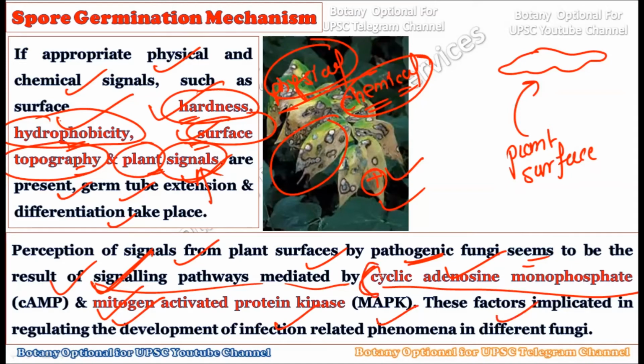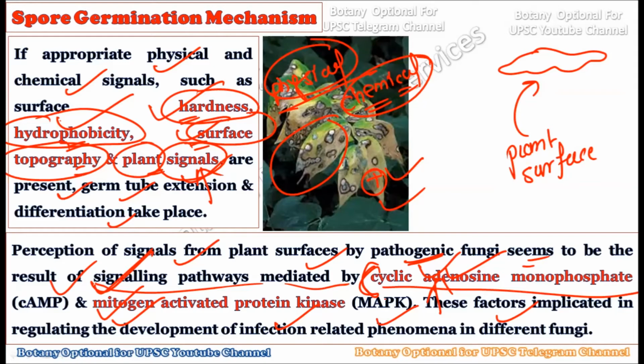So basically, if the plant tries to avoid the infection, it will start to activate the cyclic adenosine monophosphate pathway or the mitogen activated protein kinase pathway, and this signaling is literally the chemical signal for the infectious agent or the spore to get germinated. Okay. So basically there are two pathways which are involved in the chemical signaling. The one is the cyclic adenosine and the second one is the mitogen activated pathway.